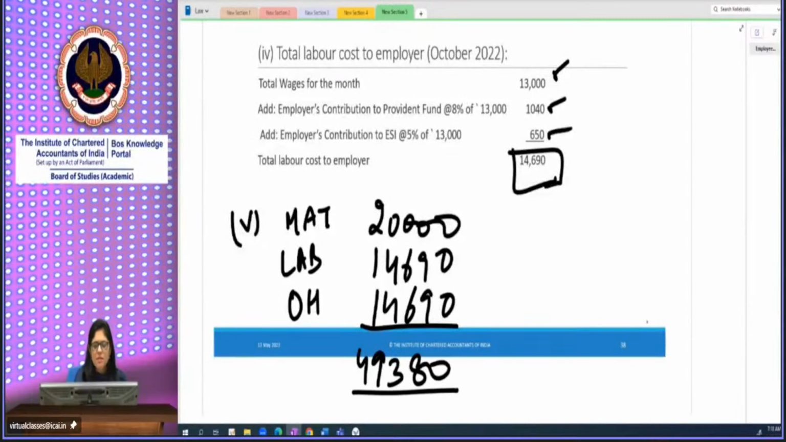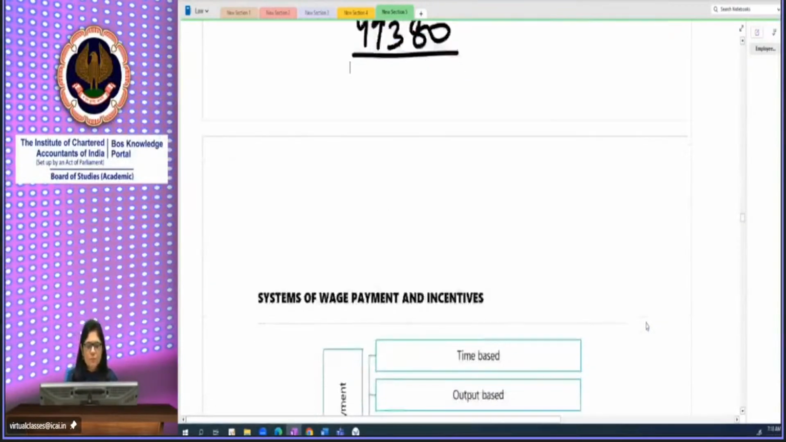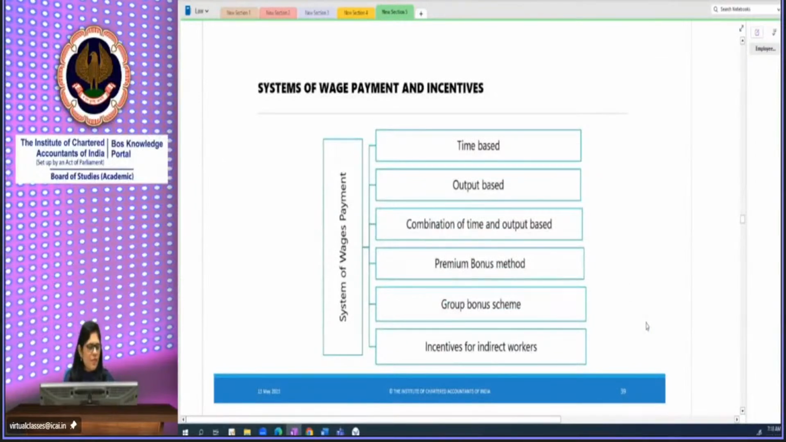49,380 is the total cost to the organization. All right, so this was the question. We have done all the 5 parts. Now let's move on to the wage payment and incentive schemes.